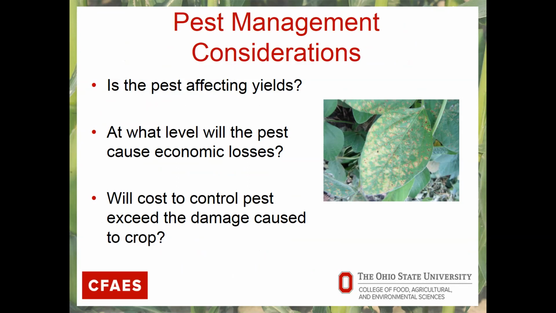Some questions to ask yourself when deciding whether to act are, is this stage of the pest controllable? Is the pest currently affecting yields? If not, at what level will the pest be expected to affect yield? Will the cost of control exceed the potential loss from the pest?